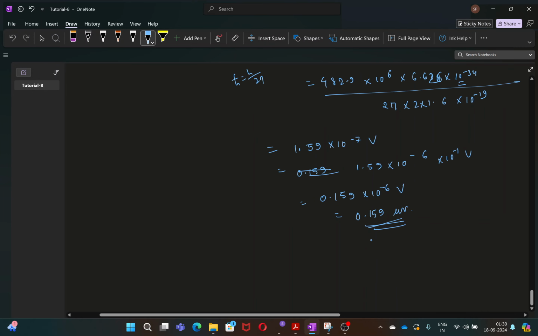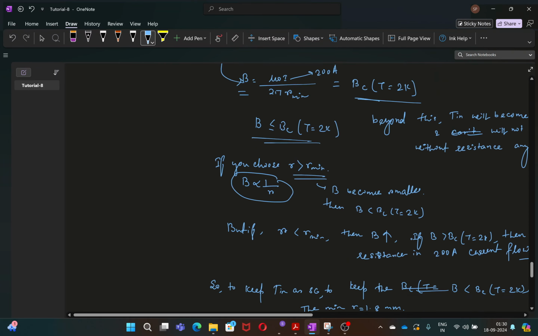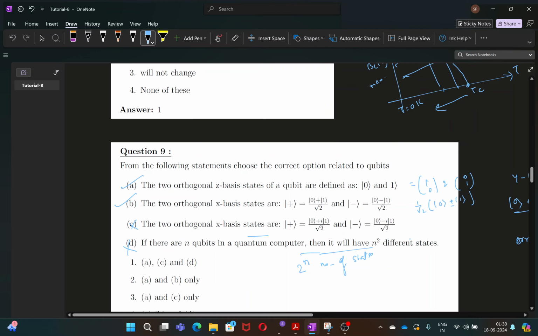So this is even less than 1. So for the n value, the nearest integer is just 1. Otherwise, no other nearest integer is present there. So this is also taken care of.